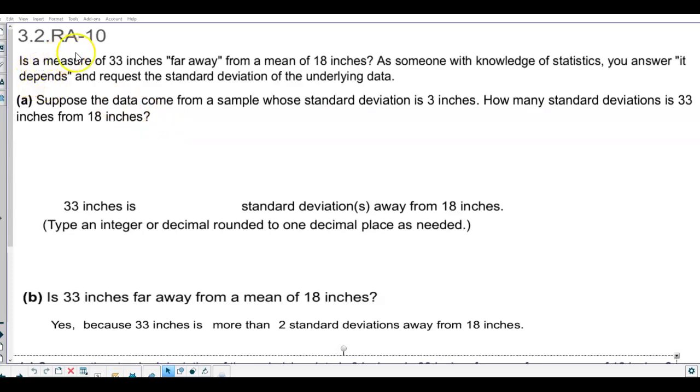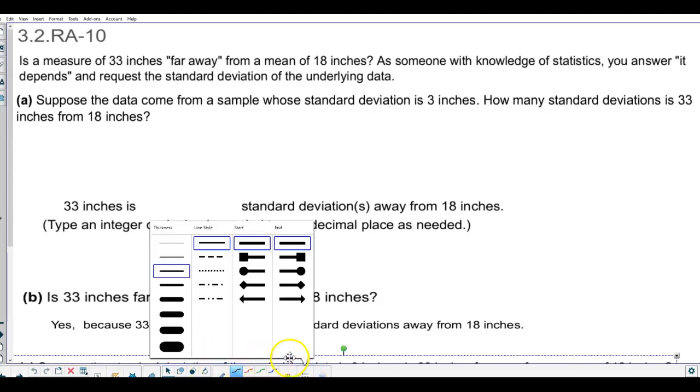Section 3.2 RA-10: Is a measure of 33 inches far away from a mean of 18 inches? As someone with knowledge of statistics, you answer "it depends," and request the standard deviation of the underlying data. Now, for part A, it says suppose the data come from a sample whose standard deviation is 3 inches. How many standard deviations is 33 inches from 18 inches?